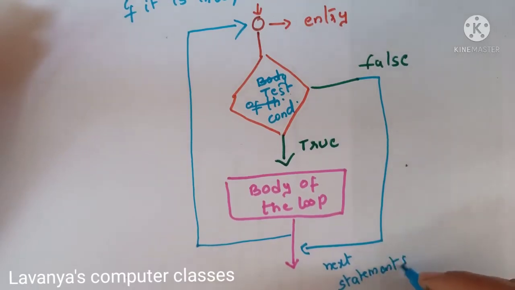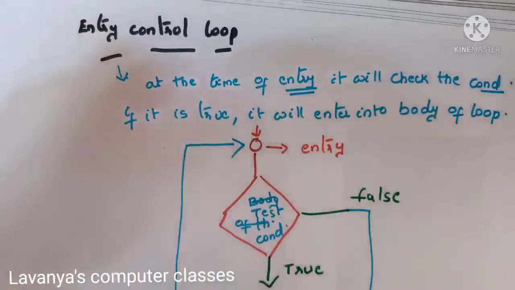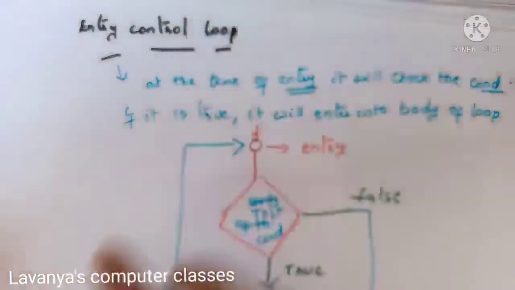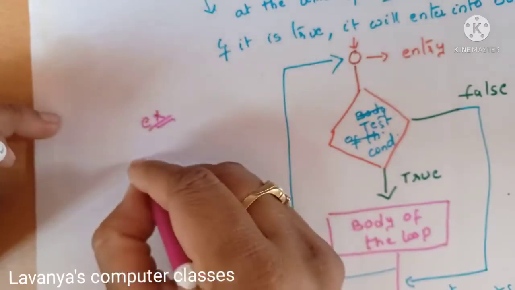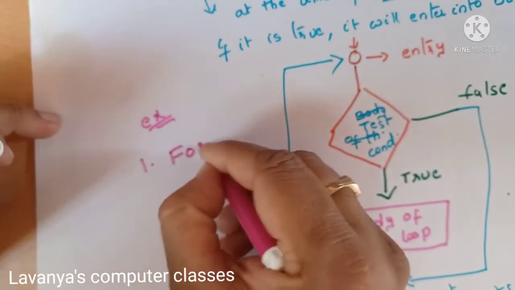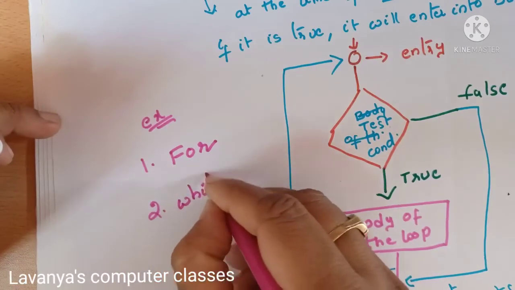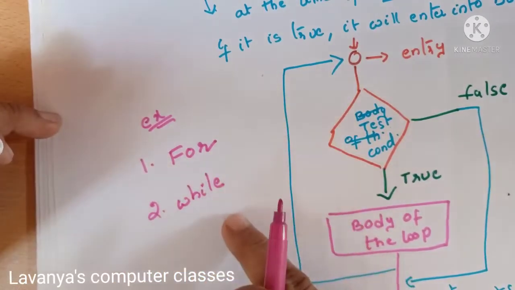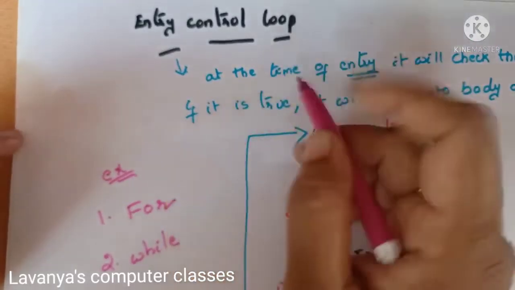Entry control loop means that at the time of entry only it will check the condition. If the condition is true, then only it enters into the loop statement. There are two examples: one is the for loop statement, and the second one is the while loop statement. So for loop and while loop both are examples of entry control loop statements.